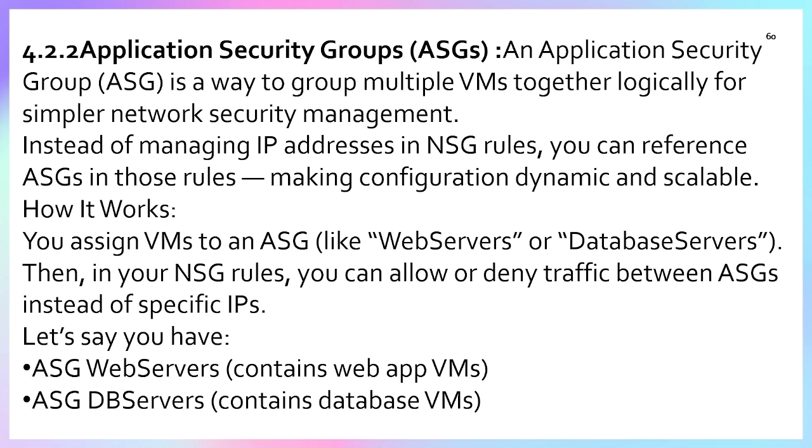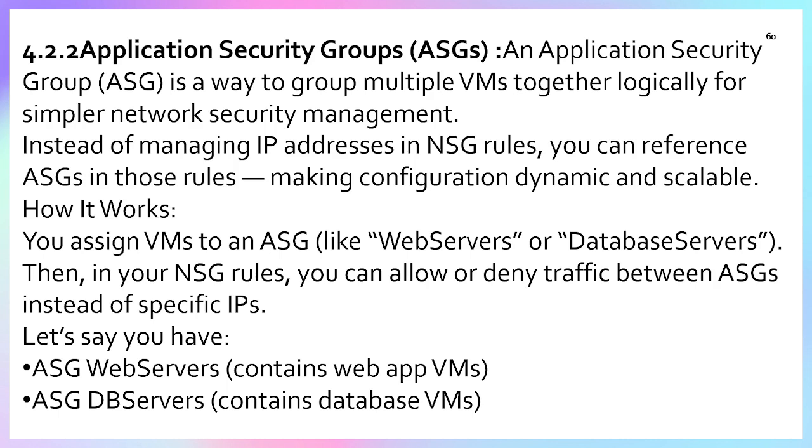Now come to the definition. Application Security Group, ASG, is a way of grouping multiple VMs together logically for simple network security management. That is the thing which I explained here, right? Instead of managing IP addresses in NSG rules, you can refer to the ASG in those rules, making the configuration dynamic and scalable. How does it work? You assign VMs to an ASG, like web server, database server, then in your NSG you can allow and deny traffic between the ASGs instead of specific IPs.